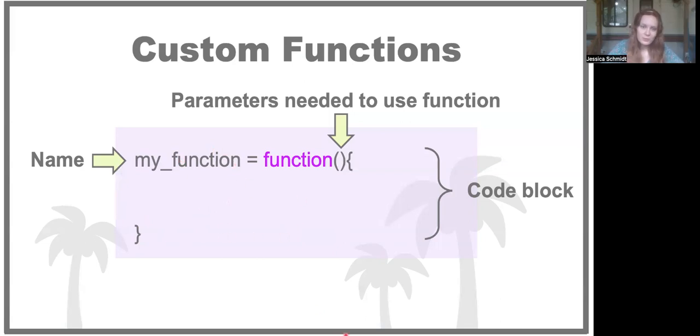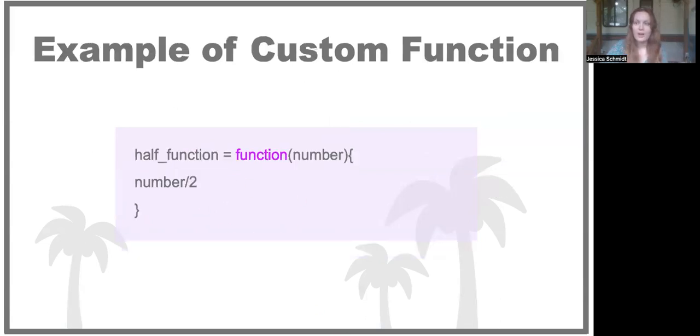Here is a really simple example. My newest creation, it is called half function. The sole parameter for half function is a number, so I need any number to be used with it. And what the function does inside the code block is it divides the number by 2. Number divided by 2.